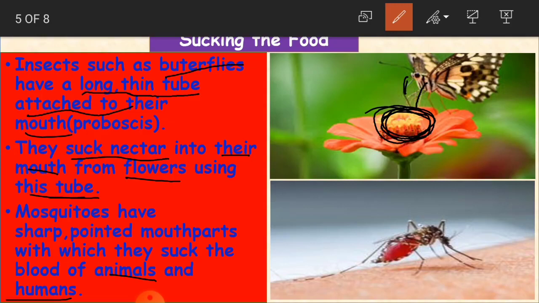And how do they suck, children? Because they have sharp pointed mouth parts. Their mouth is sharp and pointed, just like a tube, with which they suck the blood of animals and humans. This is their food. Our blood is their food. Clear, children? So this is how these insects like butterflies and mosquitoes suck their food.